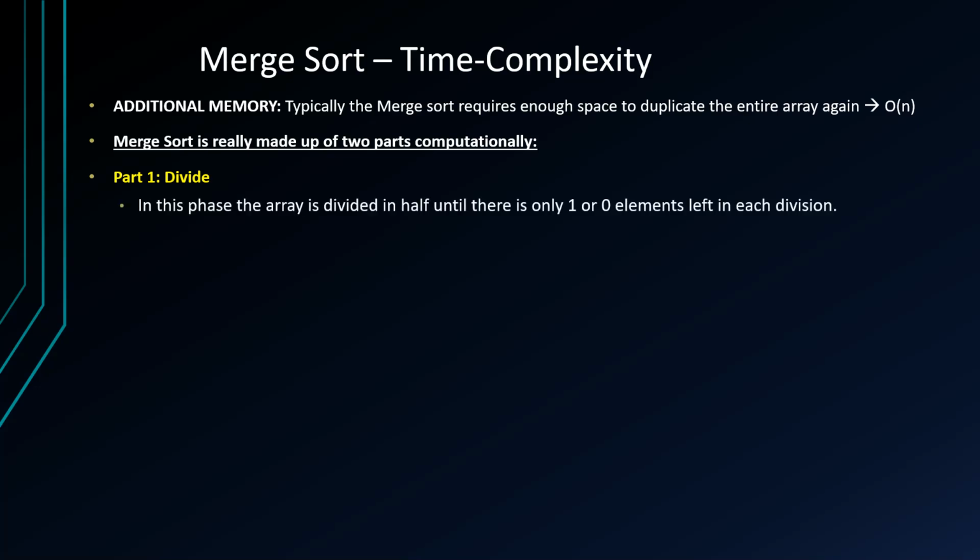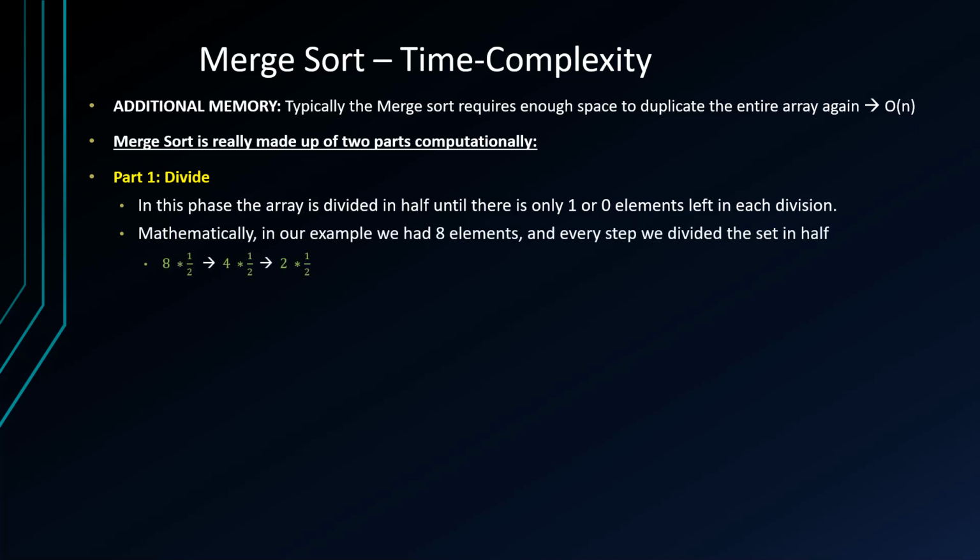Let's think about this. In this phase, the array is basically divided in half until there is only 1 or 0 elements. Now in the example that we saw, we had exactly 8 elements in that array. Well, how many divisions did it take us to actually get to 1 element? Well, it took 3 divisions. So we had 8 times 1/2 gave us 4. 4 times 1/2 gave us 2. 2 times 1/2 gave us 1. So it took 3 steps.